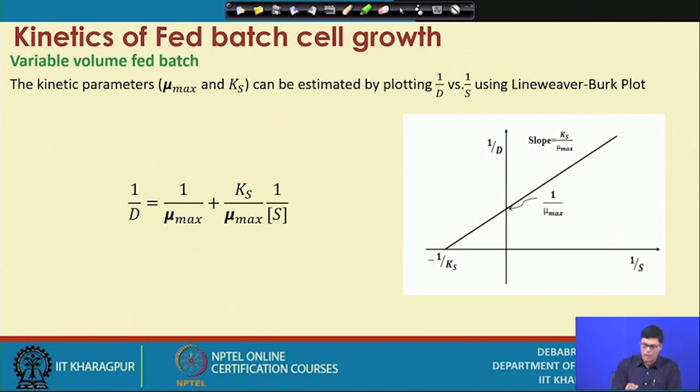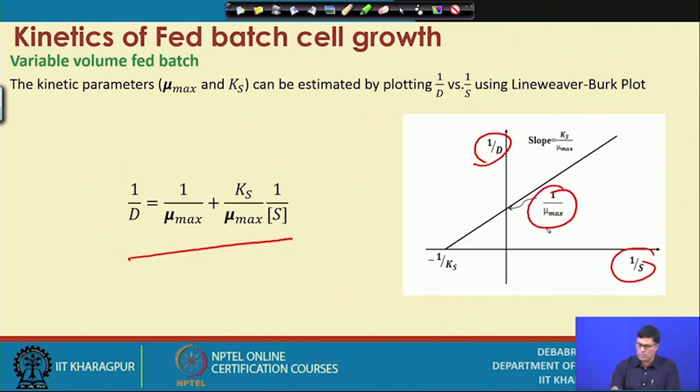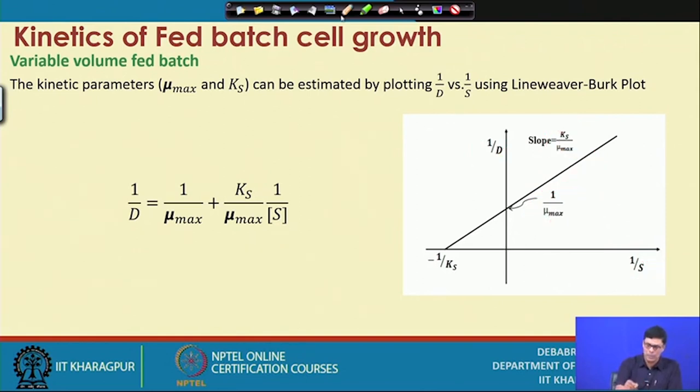Now, how can we find out this kinetic constant? By using the Lineweaver-Burk plot, we can do that. We can plot 1 by D versus 1 by S, because by this Lineweaver-Burk plot, using the Monod equation, the intercept will give you the value of 1 by mu max, and the slope will give you Ks by mu max. Now, you put this mu max value here, and you will get the Ks value of the organism.